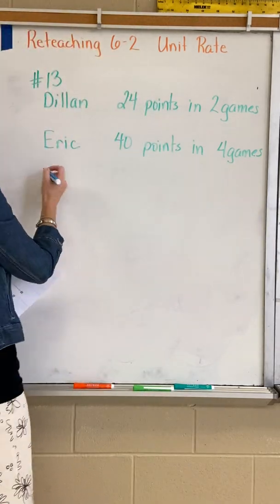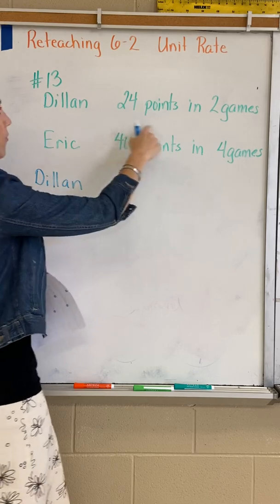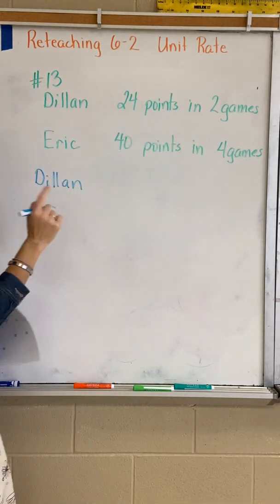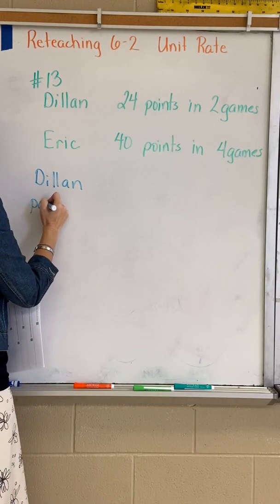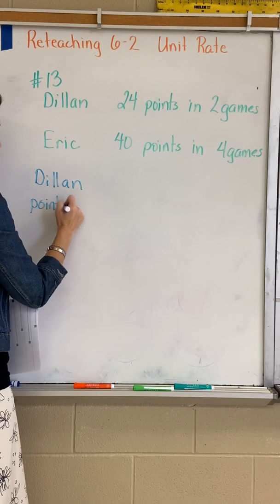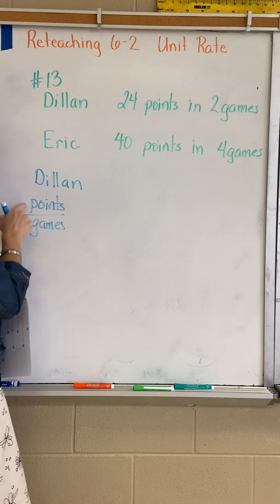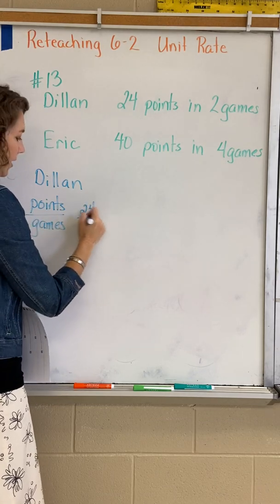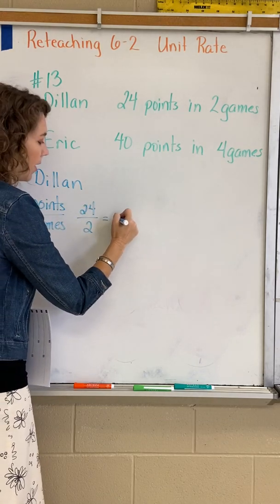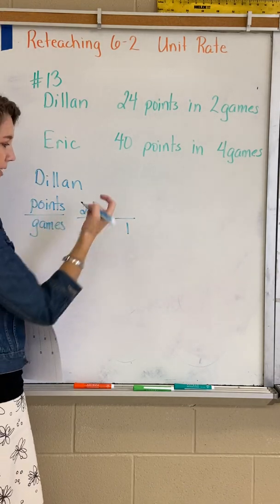All right, let's start with Dylan. If he scored 24 points in 2 games, I want to know how much he scored in 1 game. So I'm going to make a ratio of points and games. He scored 24 points in 2 games, and I want to find this missing number.